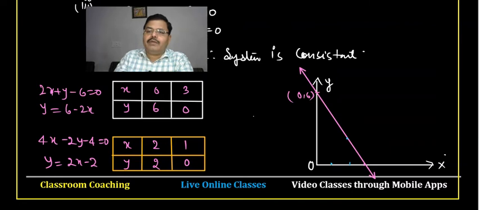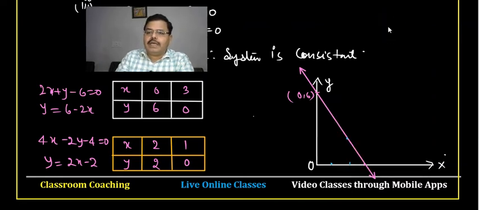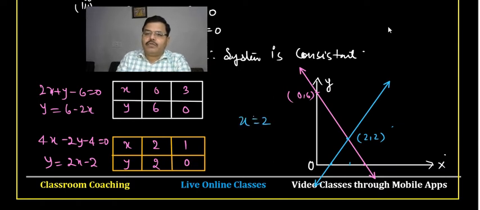So the line will be like this, and that will intersect like this. The point of intersection will be 2, 2, because if you put x equal to 2, 2 times 2 is 4, plus 2 is 6, minus 6 is 0. So the point of intersection is 2, 2, and therefore x equal to 2 and y equal to 2 is the solution. Which solution? I hope you got it.